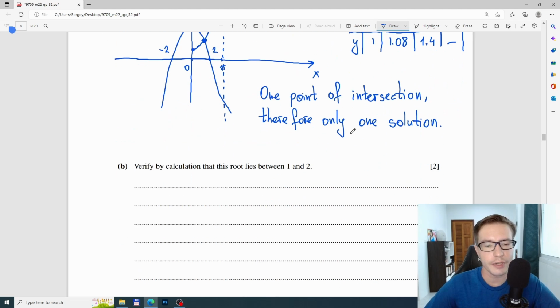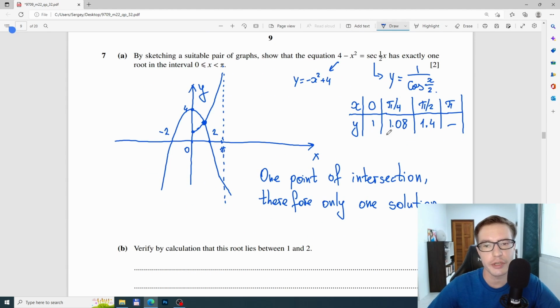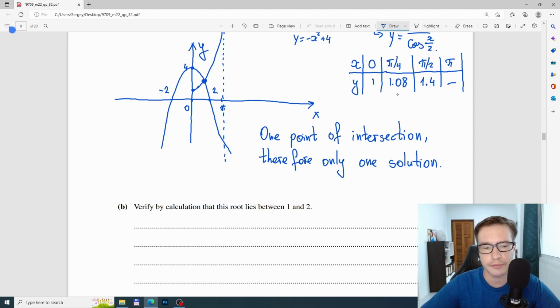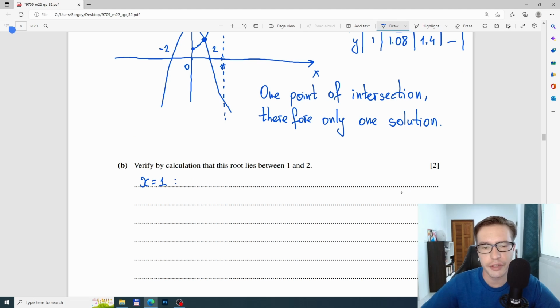Okay, next one. Verify by calculation that this root lies in between 1 and 2. And in order to do so, we'll have to substitute 1 and 2 into the equation and see how the inequality sign changes. So let's say x equals to 1, and I substitute it into the equation. The left side is 4 minus 1 squared, which is going to be 3. And then the right side of the equation is secant 1 over 2, which is approximately equal to 1.14. And 3 is bigger than 1.14.